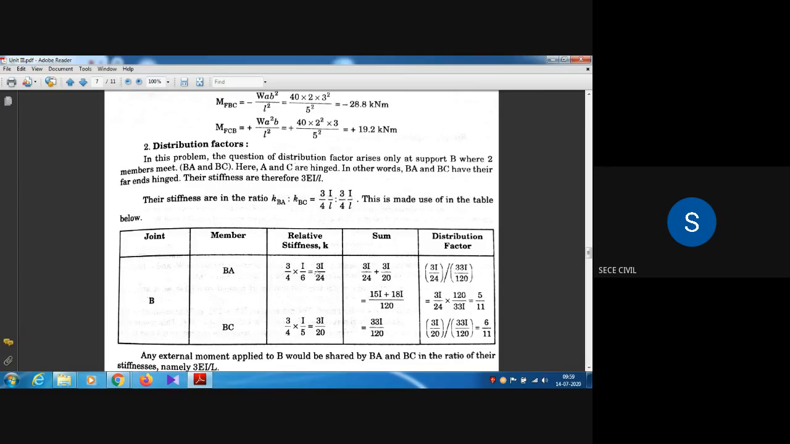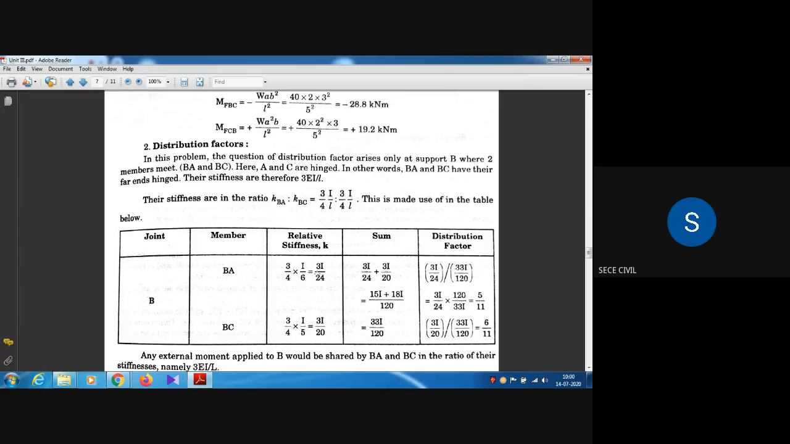If the far end is hinged, it means 3EI by L. So I gave two formulas for each support. If the far end is hinged, two formulas are there. Similarly, if the far end is fixed, two formulas will be there. In the book I showed one formula, and another formula I gave orally. I asked you to write it in your note, whether you noted it or not.